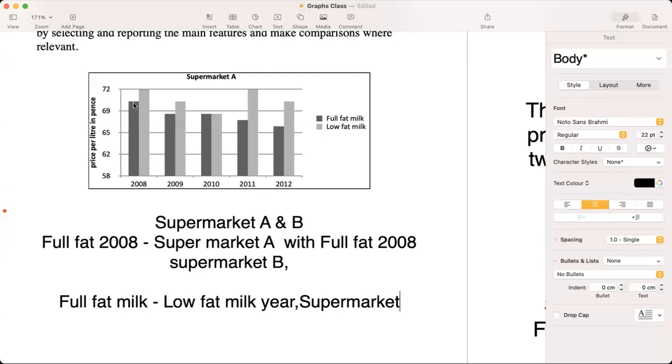चलो करते हैं, सुपरमार्केट ए ही रखते हैं. और क्या लेते हैं, ईयर कौन सा लेते हैं? 2008. ठीक है, ईयर भी नहीं बदलते. अब मेरे को बताओ, इस ईयर में किसकी प्राइस ज्यादा है? Sir, low fat milk. ओके, देन यू कम टू द नेक्स्ट ईयर, किसकी ज्यादा है? Low fat milk. इसमें equal. दिस ईयर, low fat. In nearly all the years, the price of low fat was more than full fat in supermarket A. Is it clear? Yes, sir.